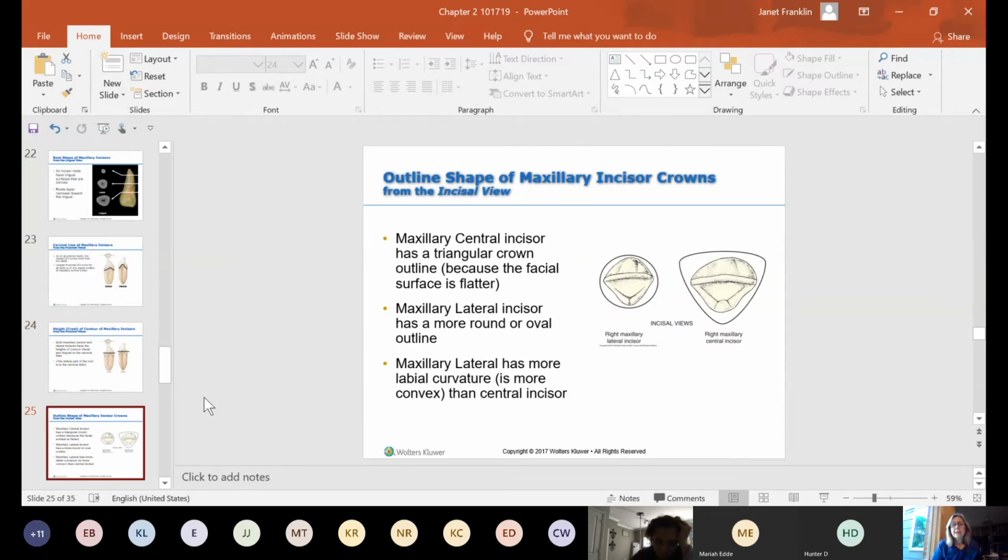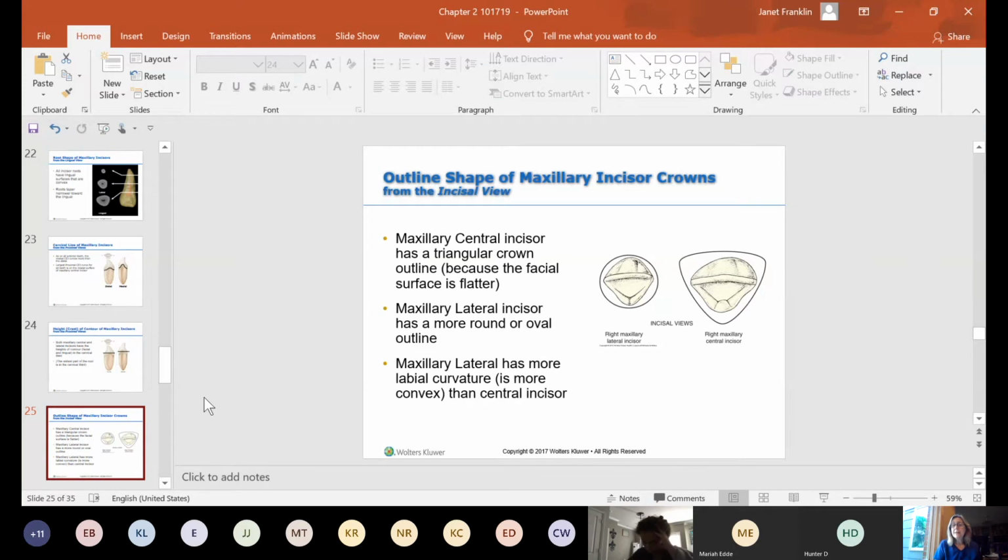As far as the incisor crowns, if you're looking at the crown, so you've got the patient's head tipped back and you're looking at the shape of the incisal crown from the incisal view, so tip your own head back and look at the incisal view. The maxillary central incisor has a triangular crown shape, and the maxillary lateral has a more round or oval shape.